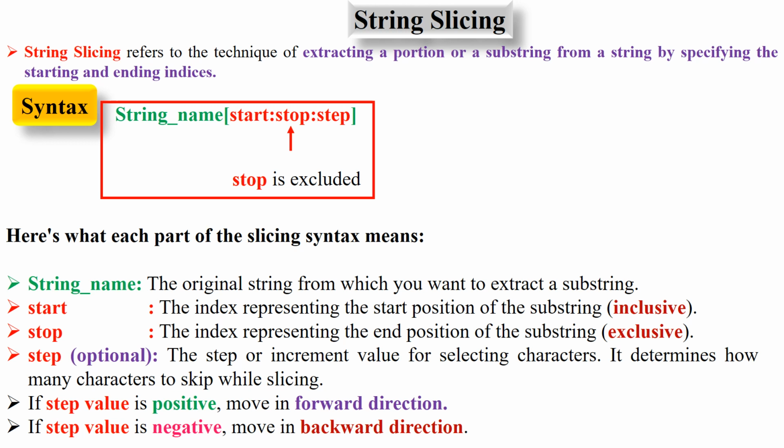string_name: the original string from which you want to extract a substring. Next is start. The index representing the start position of the substring, inclusive. Next is stop. The index representing the end position of the substring, exclusive. Next is step. It is optional. The step or increment value for selecting characters. It determines how many characters to skip while slicing. If step value is positive, move in forward direction. If step value is negative, move in backward direction.